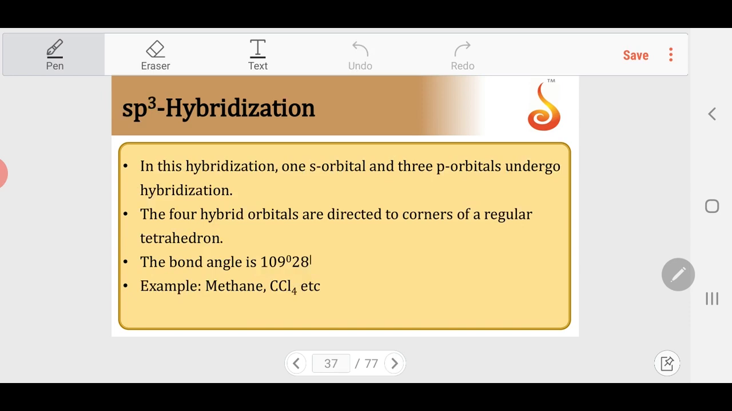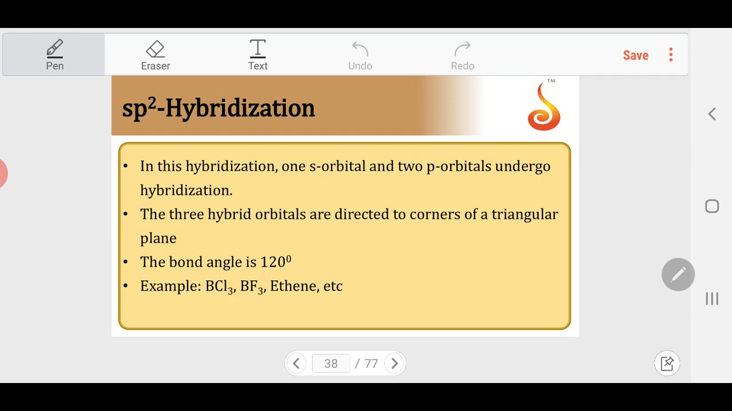As a result, hybrid orbitals are also directional in space, giving a regular geometry for the molecule. So let us take one by one, sp3 hybridization. In this case, as we know, one s orbital and three p orbitals are involved in hybridization. The four hybrid orbitals are directed towards the corners of a regular tetrahedron. So sp3 hybridization is also called tetrahedral hybridization. In this case, the bond angle is 109 degrees 28 minutes. Methane and CCl4 are examples of sp3 hybrid molecules. Carbon in methane and carbon in CCl4 undergo sp3 hybridization to form four bonds with hydrogen or chlorine.